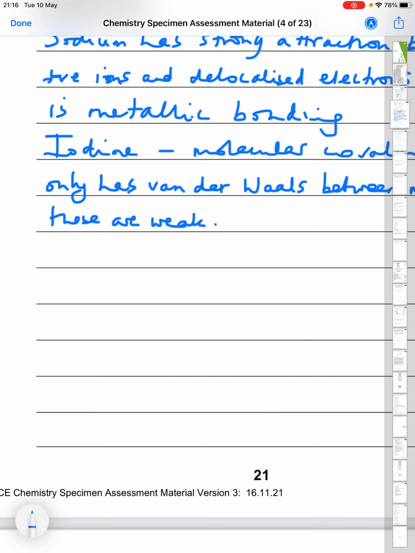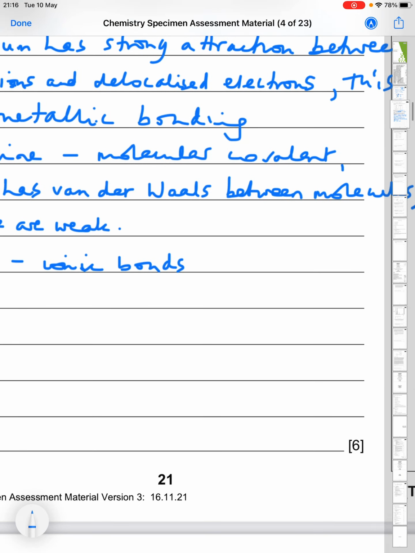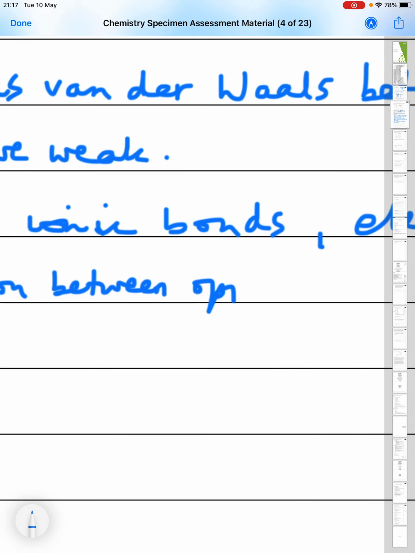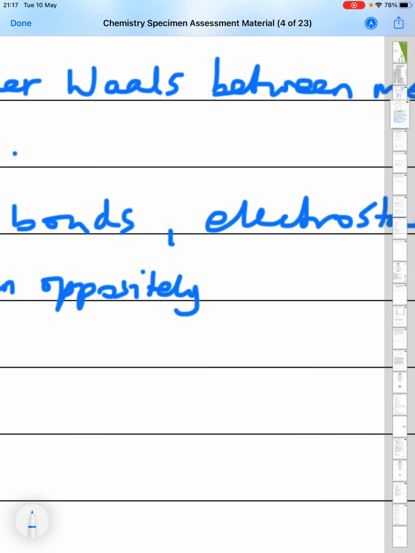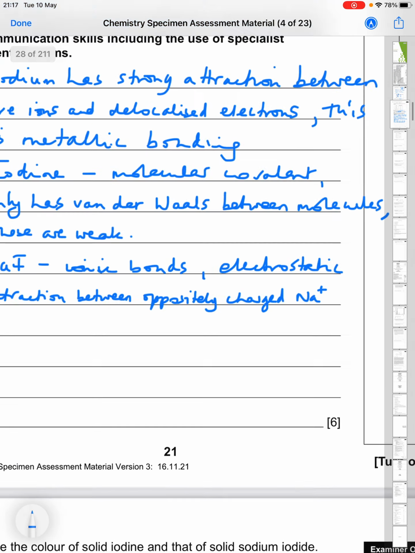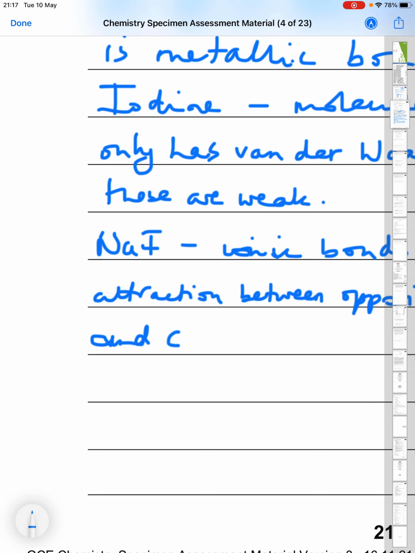Okay, then the final one is sodium iodide. So it is ionic bonding, which is electrostatic attraction between oppositely charged Na plus and I minus ions.